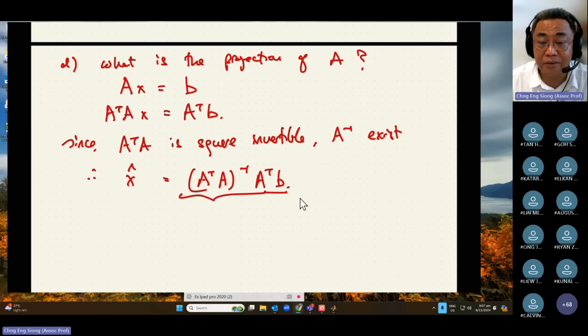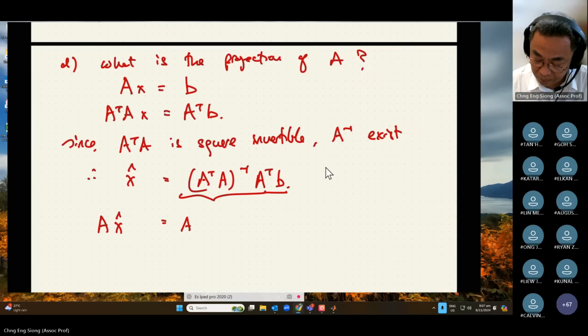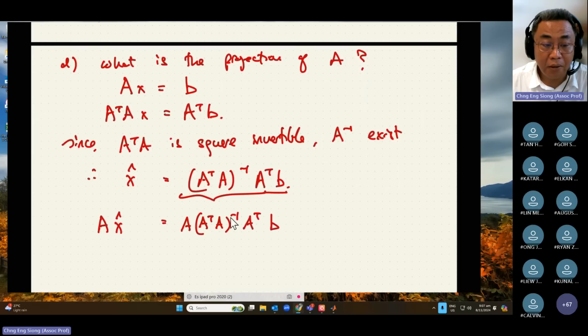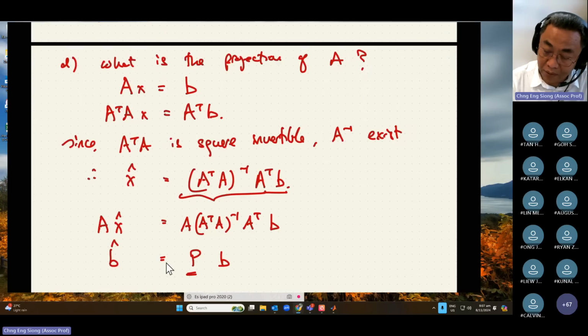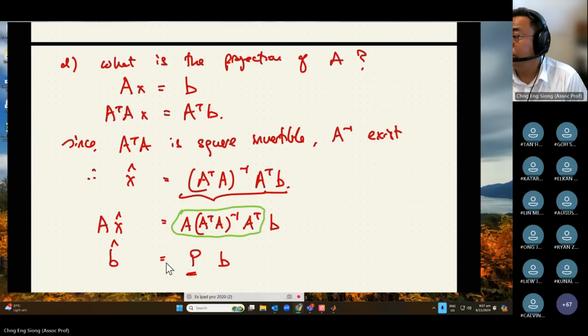This is the entire X, okay? Don't be mistaken. So what is AX hat? Nothing but putting A in front of this whole thing. And now, what is a projection matrix? This is B hat, right? AX hat is B hat. So therefore, the projection matrix is this guy. Clear?